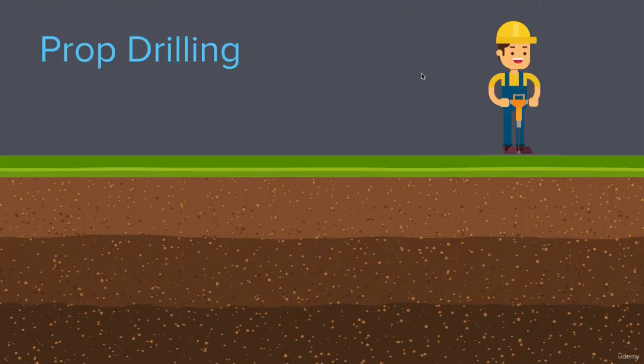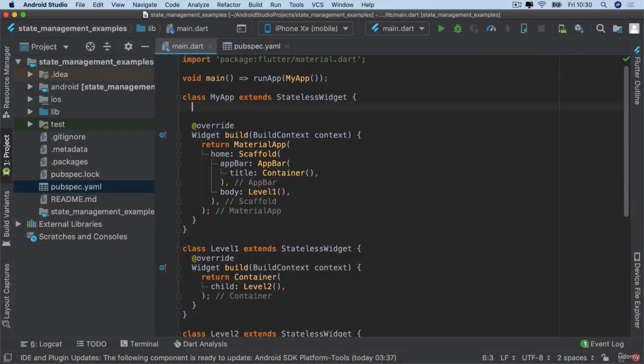So I have to essentially drill down through my tree in order to be able to reach the lower levels. And in reactive programming, this is something that we might call prop drilling. So drilling through the tree in order to pass down the property. Let's see this in action in our code.